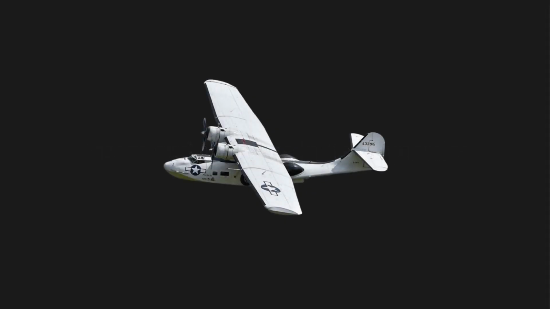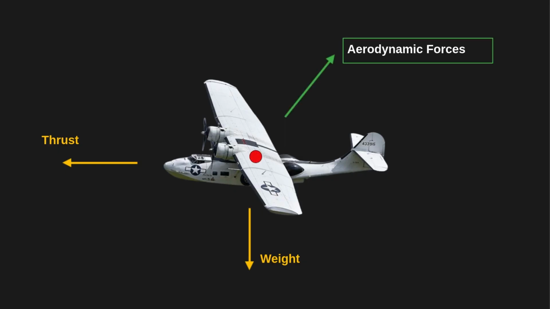When an aircraft is flying, it's basically dealing with a few invisible players pulling and pushing on it. First, we have gravity. That's the weight pulling the plane down. Then the engines step in to create thrust, pushing the plane forward. And of course, the air itself pushes back, creating what we call aerodynamic forces.